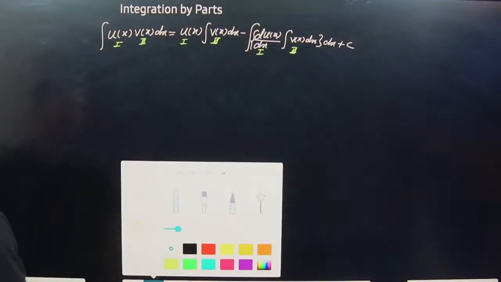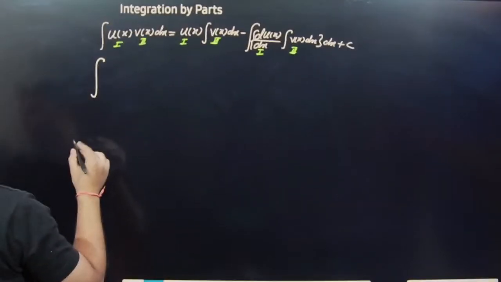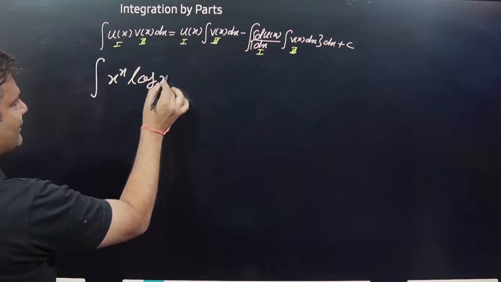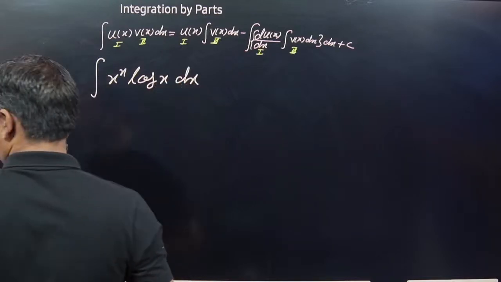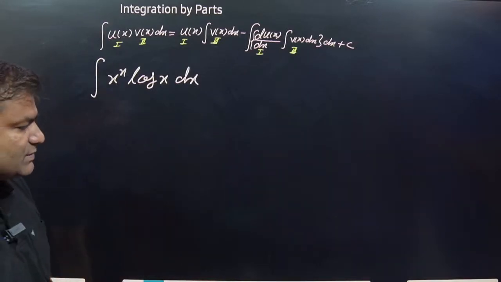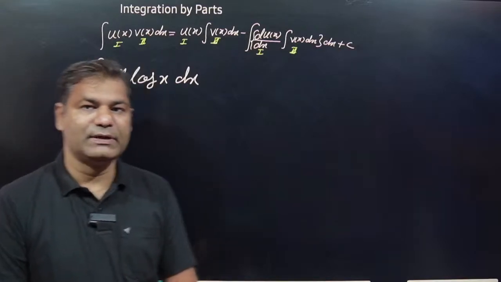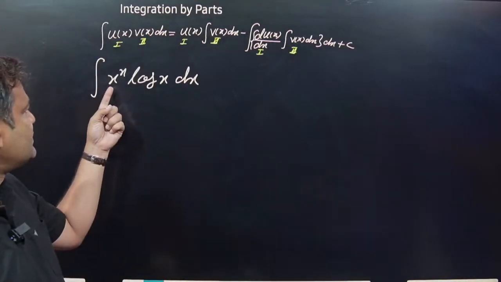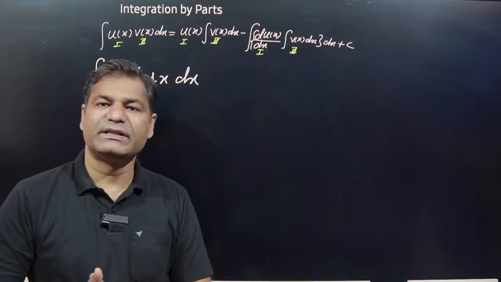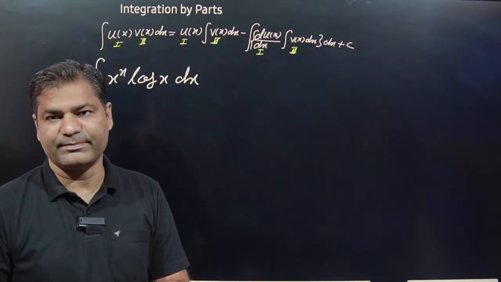Next problem is integration of x to power n into log of x into dx. Okay, so which one do we take as the first function and which one as the second function? If you see very carefully, integration of x to power n into log x dx. Which part is taken first and which part is taken second?